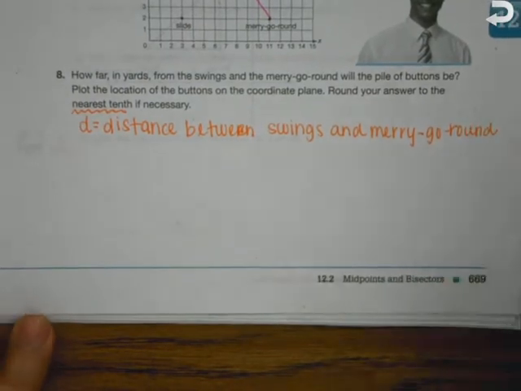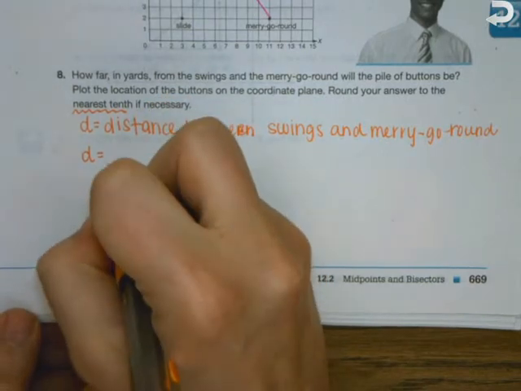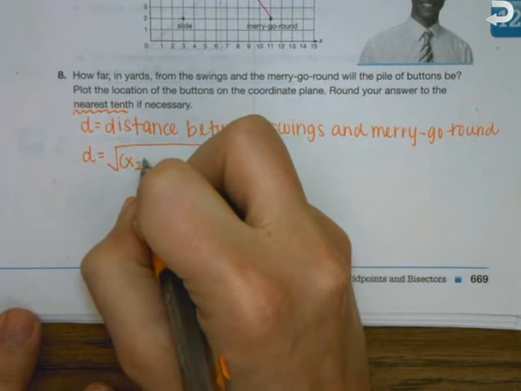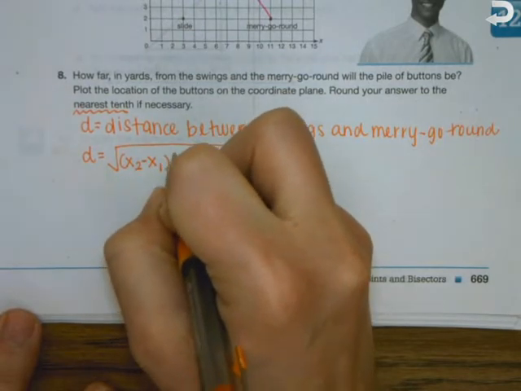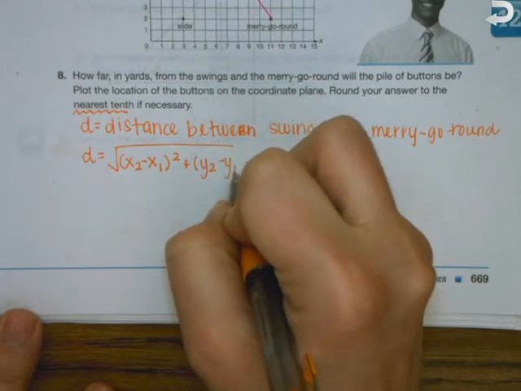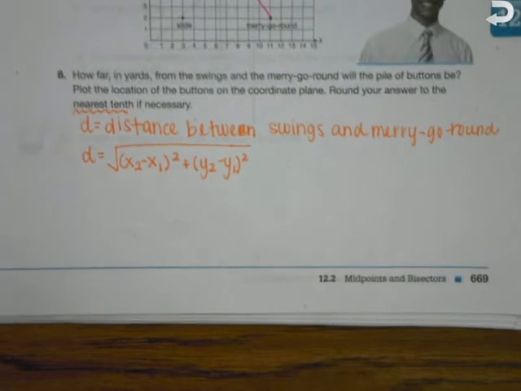And then I'm just going to write out the distance formula for you guys first. D equals the square root of x2 minus x1 squared plus y2 minus y1 squared. We get the distance formula from what theorem? Pythagorean theorem. It's exactly the Pythagorean theorem.